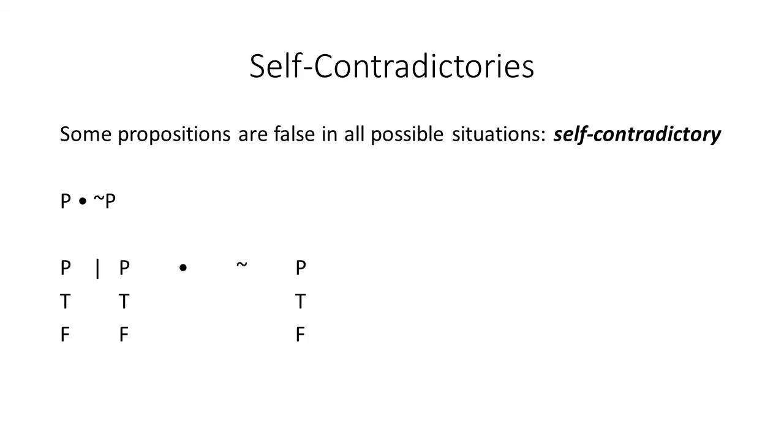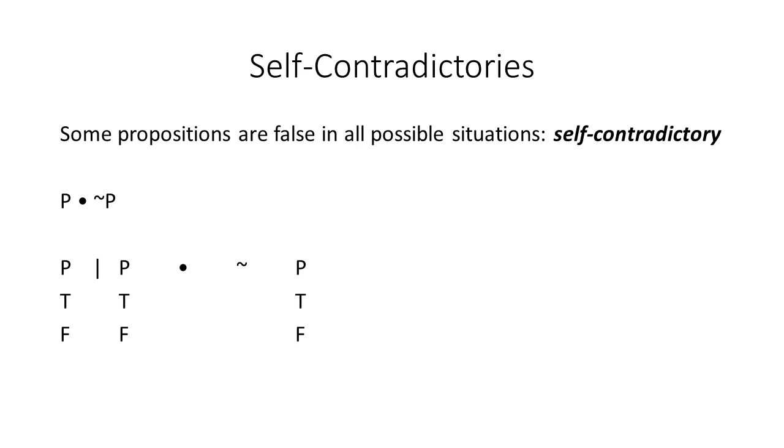Okay, so some propositions are false in all possible situations. These are self-contradictory statements, or self-contradictories. So here's an example. P and not P. Okay, so set up your truth table. It should look like this to begin with, after you've filled in underneath the sentence letters.